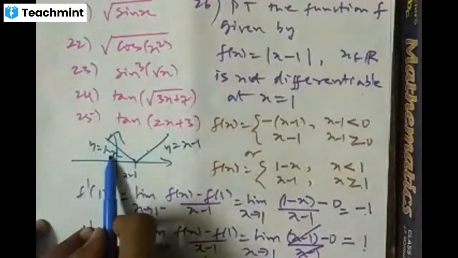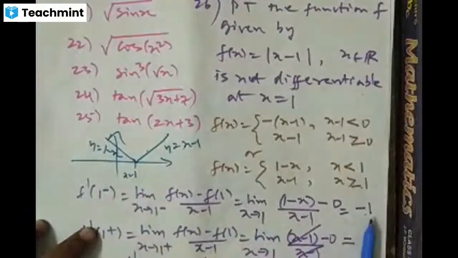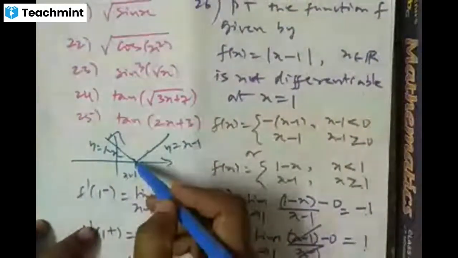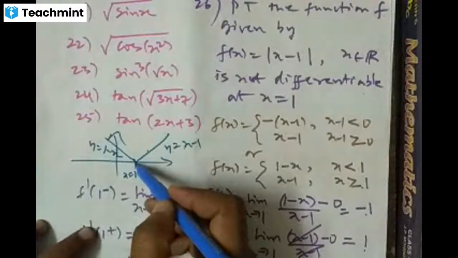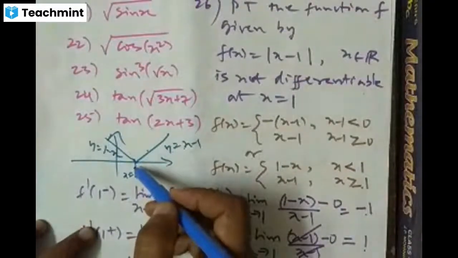Here m is minus 1, right? So left hand derivative is negative 1. Can you see a sharp edge here at the point x is 1? Since there is a sharp edge at the point x is equal to 1, we cannot draw a unique tangent.